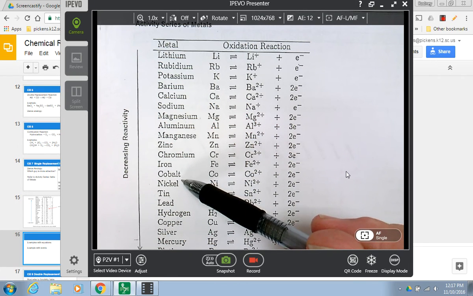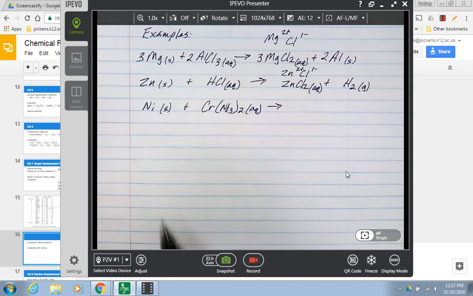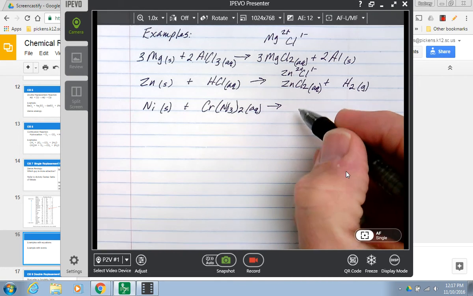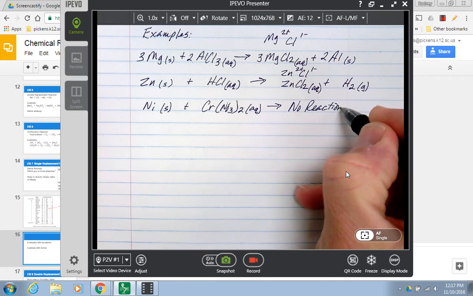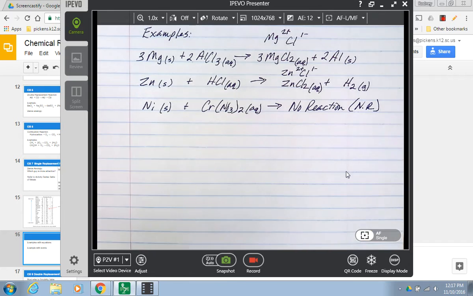So nickel is trying to replace chromium, but nickel is not able to do that. Nickel is less active. So therefore, since nickel is less active, it's lower on our table, then we're simply going to write no reaction, all right? Or you could just substitute NR, no reaction. And therefore, that's all you have to do. You don't need to worry about balancing that one or anything else.